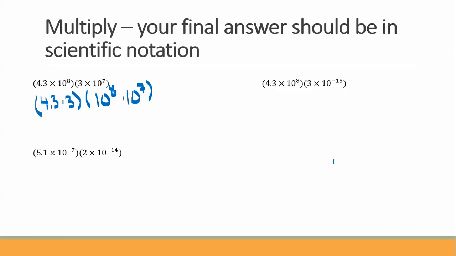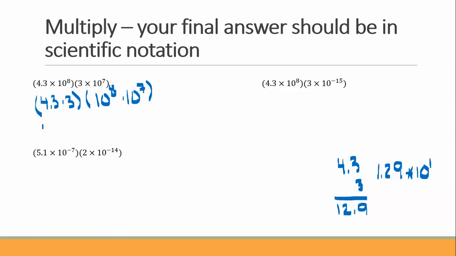4.3 times 3 we'll do over here. That's 9 and 12. So, and then with a decimal point, there's one decimal point, so we're going to have one decimal point here. If we wanted to write this, because it says our final answer should be in scientific notation, if we want to write 12.9 in scientific notation, that's 1.29 times 10 to the first.